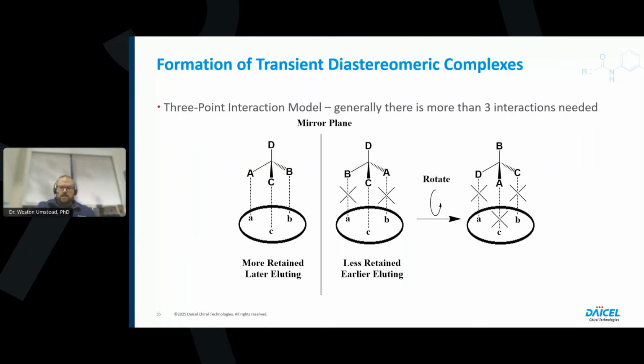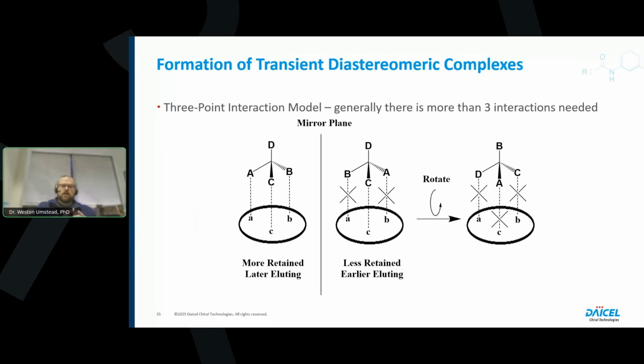You might have seen this represented previously or in other presentations as the 3-point interaction model. In reality, there's probably far more than 3 interactions taking place at any one time, but trying to represent 3-dimensional space in 2-dimensional slides, it's much easier to draw it just with 3 points of interaction. But the idea here is that you've got a chiral selector with 3 points of functionality. You've got your pairs of enantiomers, which can come in and form these diastereomeric complexes. One of them here on the left-hand side has a better alignment of the functionality with the chiral selector.